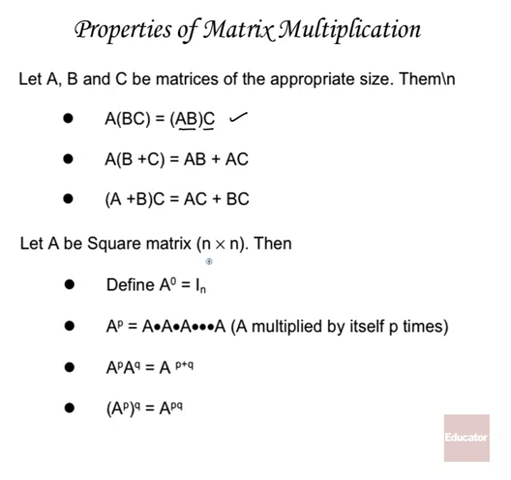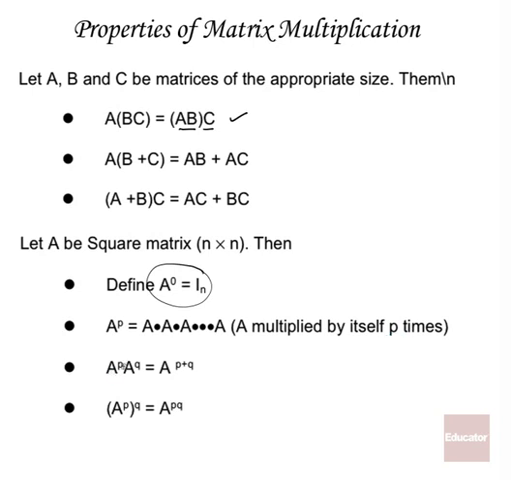Now, if we're dealing with a square matrix, n by n, same dimensions, rows and columns, we'll define any matrix to the 0 power is equal to the identity matrix. And again, the identity matrix is just that square matrix where everything on the main diagonal is a 1. Think of it as the 1 matrix, multiplying everything by 1. A raised to the p power, where p is an integer, is just A multiplied by itself p times.